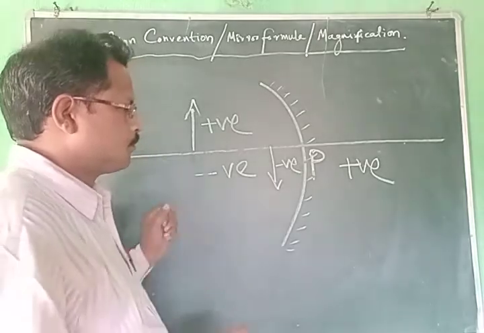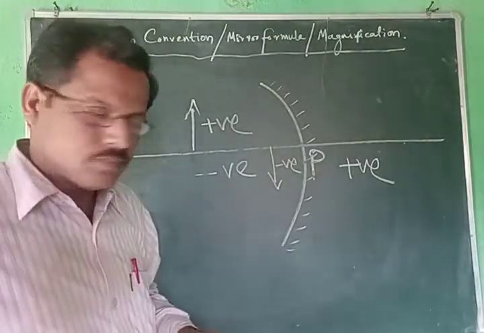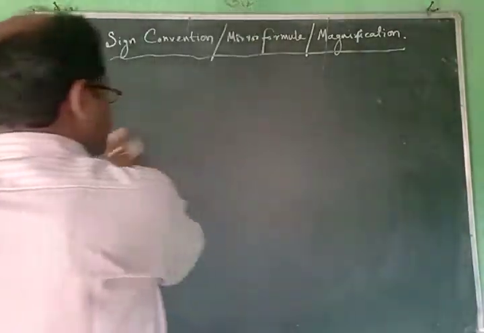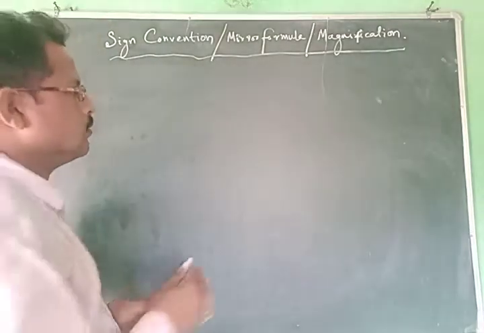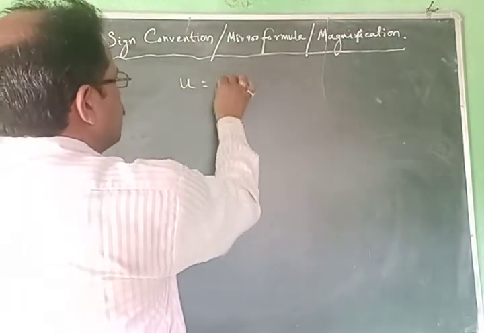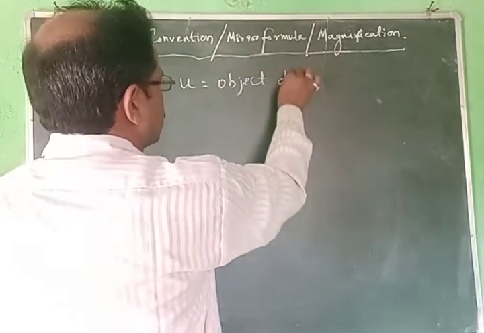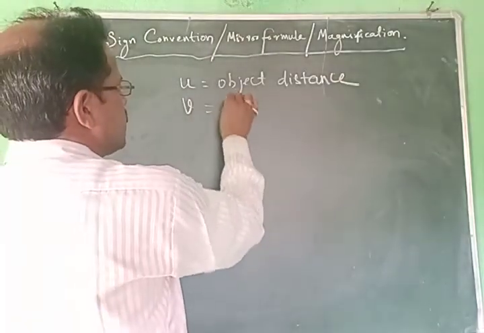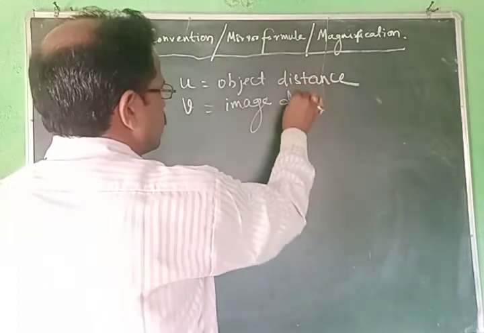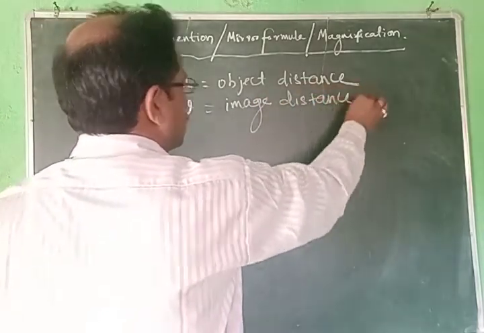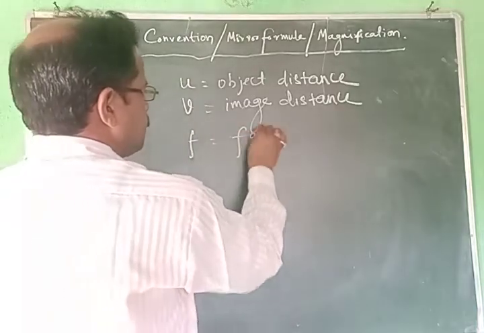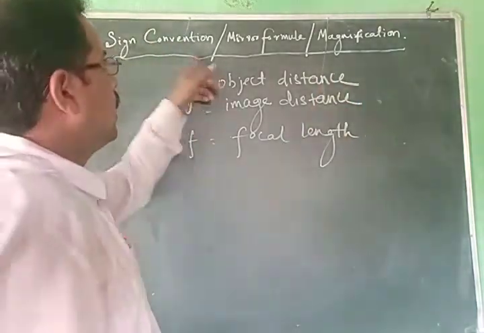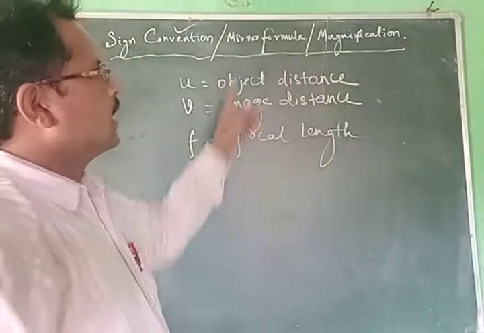If we take u as the object distance, v as the image distance, and f as the focal length. Already sign convention done. Next, mirror formula.